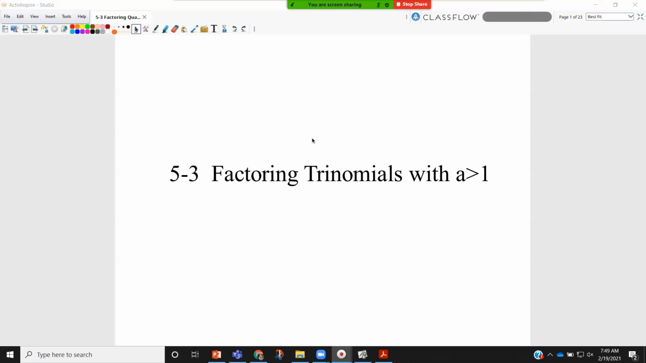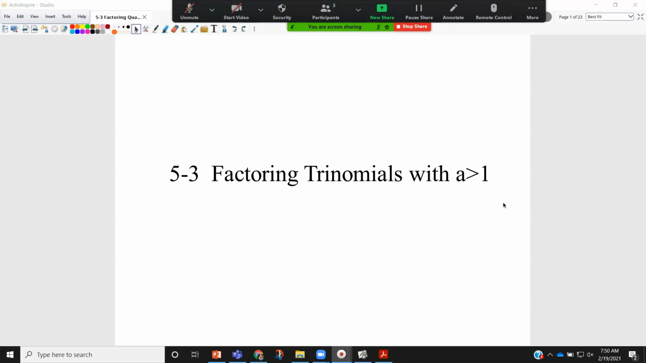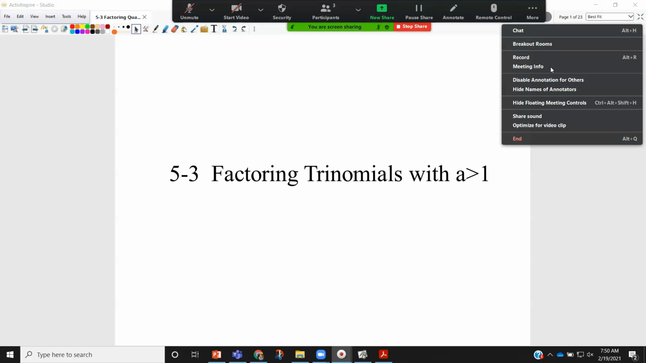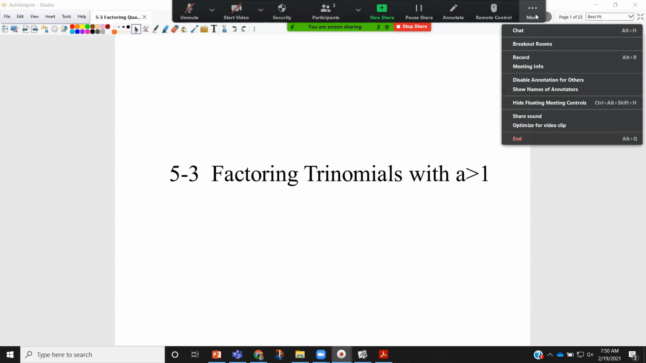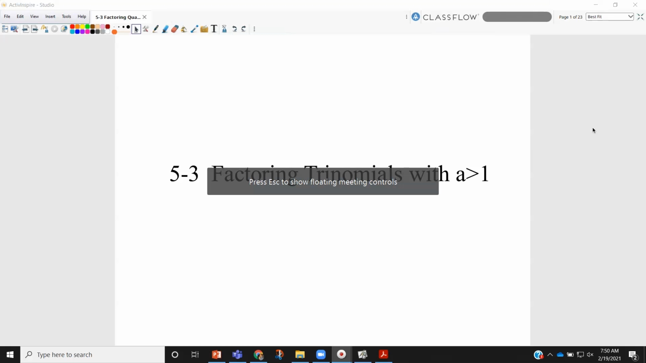So our goal for today is to learn how to factor any type of trinomial. So we're going to look at more complicated trinomials in which the a values are greater than 1. So the a values up to this point have all been 1, meaning that they were easy. You could simply just factor them as they were.